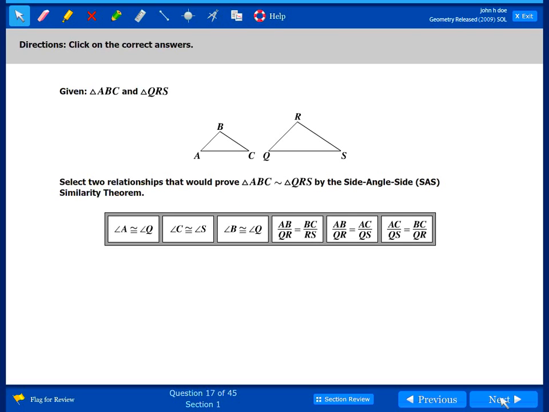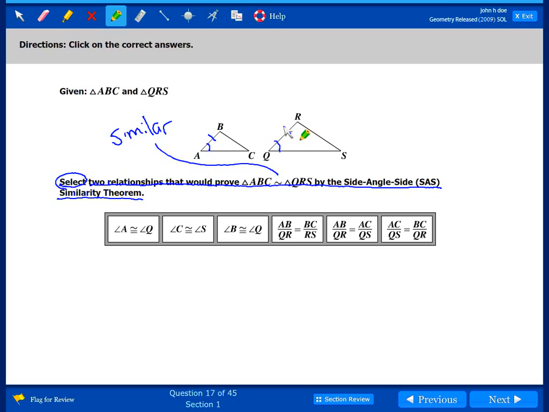Here's another one that deals with triangles. So the key word here is select 2 relationships that would prove the triangles are similar. Remember, this symbol right here means similar. Triangle ABC is similar to triangle QRS by side angle side. So let's give a few of these a try. Let's assume that A is congruent to Q. Let's see if that one would work out. Well, if that's true, I'm going to use tick marks here, which probably isn't the best notation.